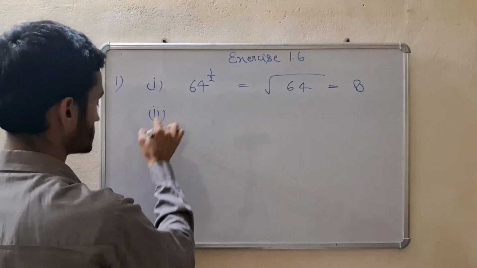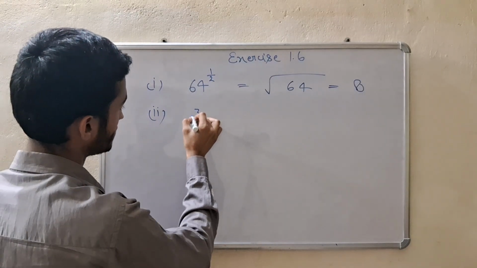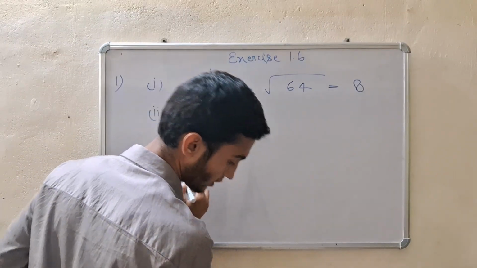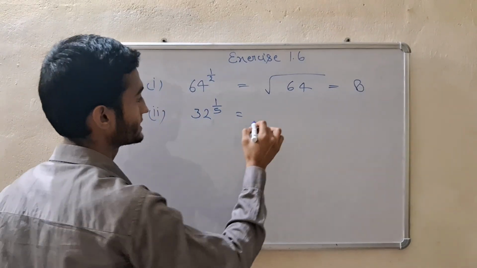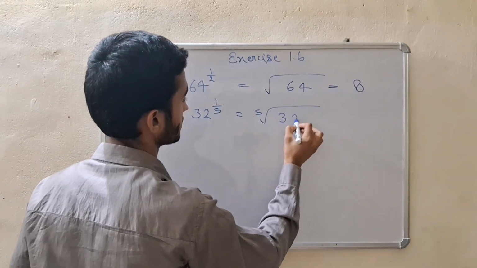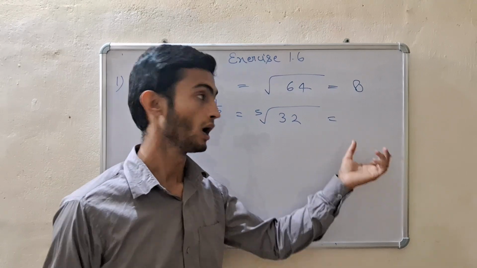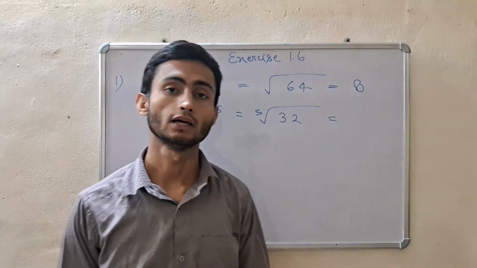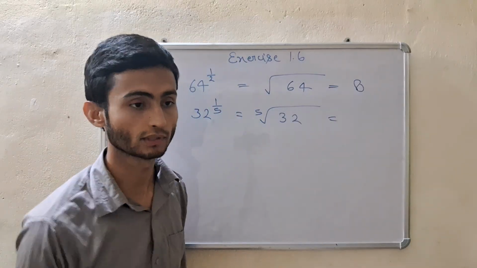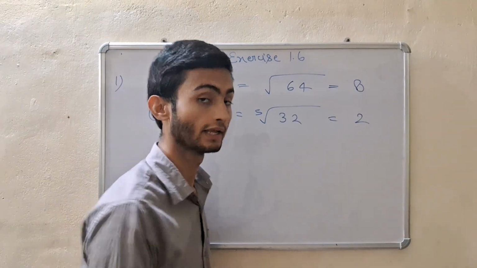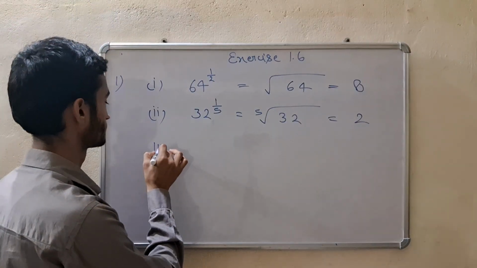And the second one is this: 32 to the power 1 upon 5. So it means the fifth root of 32. What is the number? The fifth root of 32 will be some number. What is the number that when raised to the power 5 gives you 32? That number is 2. You will have to do some trials and errors to get this result. So the answer is 2.